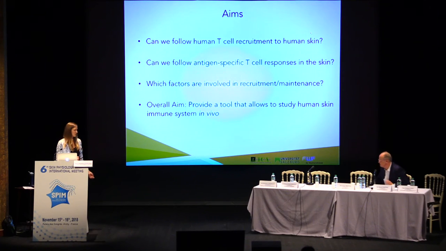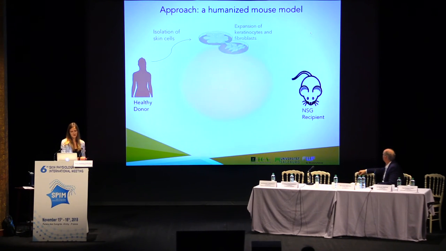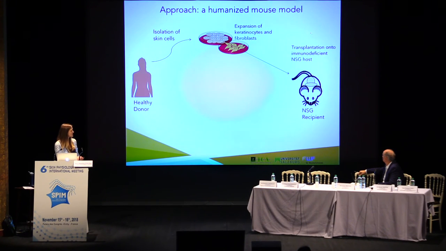So how does our model look? How is it set up? On the one side, we have our healthy human donor, and out of this donor, we isolate keratinocytes and fibroblasts. We expand these cells in vitro, and then we transplant these cells onto immunodeficient mice. We use a strain that has no functional immune system of its own. And for the generation of this engineered skin, we use a specific grafting method that I will talk to you about in a minute. So therefore, we generate simplified skin.